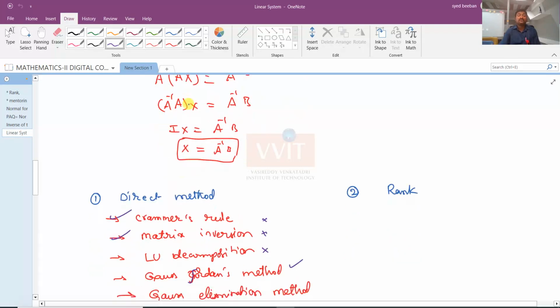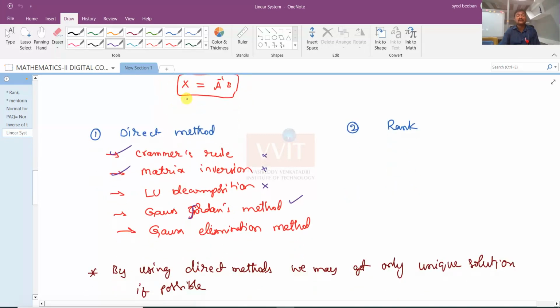In the way of computing solutions, I can classify two methods. One is the direct method, the next one is the rank based method. In direct methods, we studied at lower classes Cramer's rule and the matrix inversion method, both of which you have studied. Even the Gauss-Jordan method was also studied, if I'm not wrong. Now, in addition to that, LU decomposition and Gauss elimination we are going to discuss here.